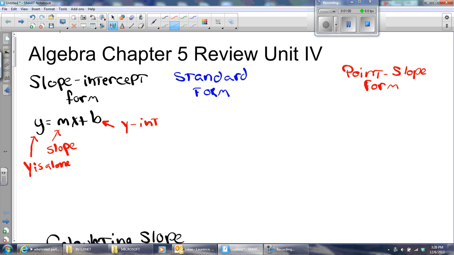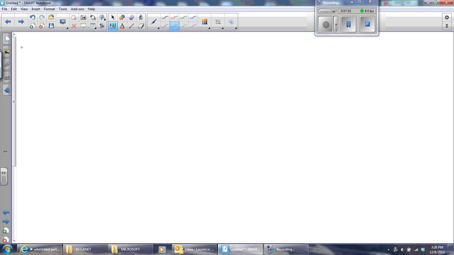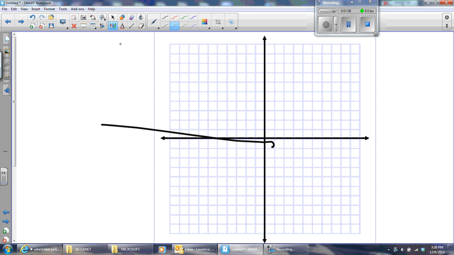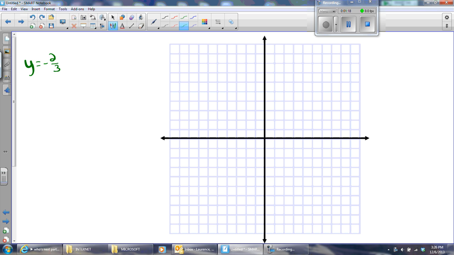Okay? Now, how do you graph from there? Well, let's get a sheet of graph paper out here. There we go. Something really strange happened there. And let's say I have an equation like y equals negative 2/3 x plus 4. Well, I graph my y-intercept. Sorry, I should label x and y. I graph my y-intercept, 1, 2, 3, 4. And my slope is negative 2/3.